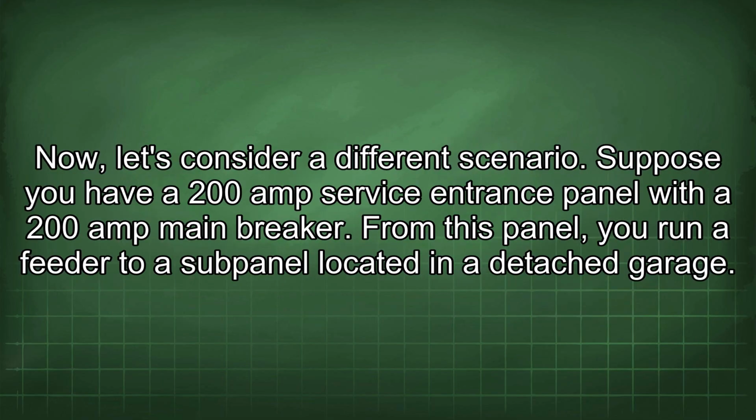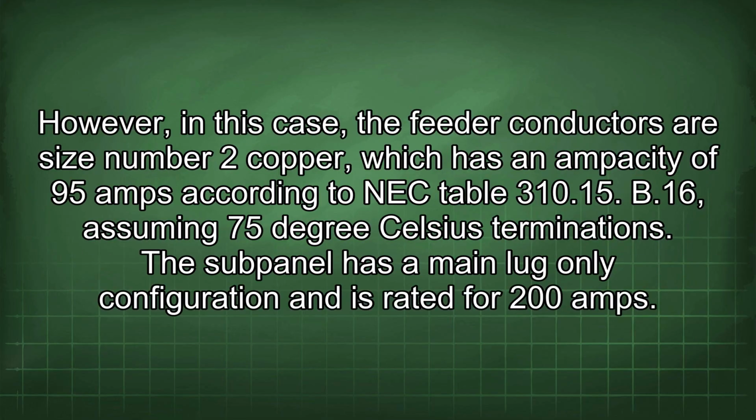Now let's consider a different scenario. Suppose you have a 200 amp service entrance panel with a 200 amp main breaker. From this panel, you run a feeder to a subpanel located in a detached garage. However, in this case, the feeder conductors are size number 2 copper, which has an ampacity of 95 amps according to NEC table 310.15(B)(16), assuming 75 degrees Celsius terminations. The subpanel has a main lug only configuration and is rated for 200 amps.